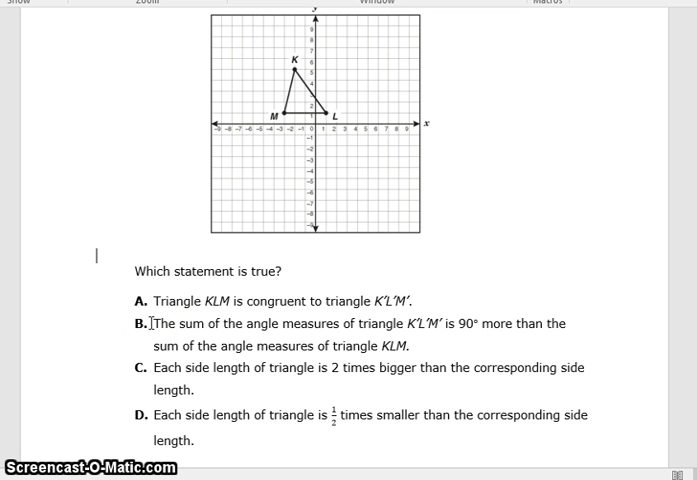B. The sum of the angle measures of triangle KLM prime is 90 degrees more than the sum of the angle measures of triangle KLM. C. Each side length of the triangle is 2 times bigger than the corresponding side length. Or D. Each side length of the triangle is 1/2 times smaller than the corresponding side length.